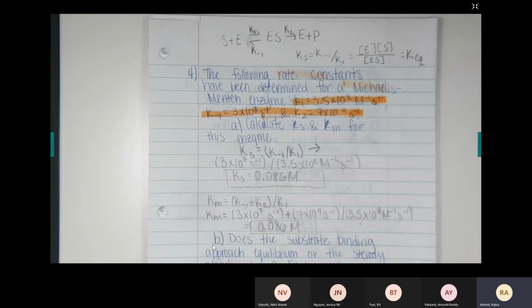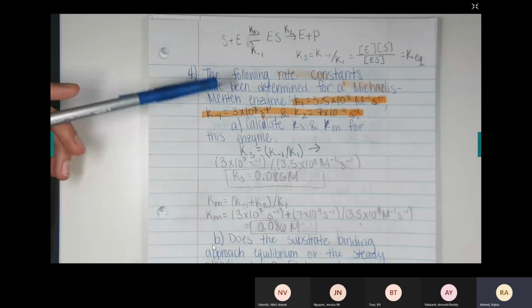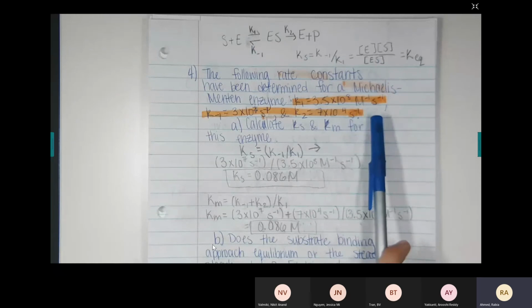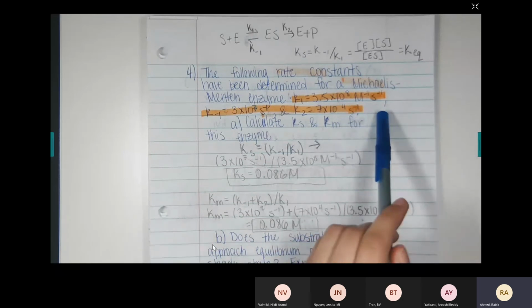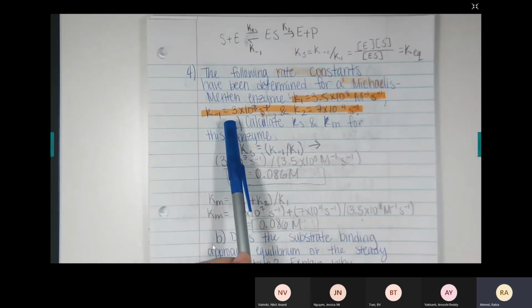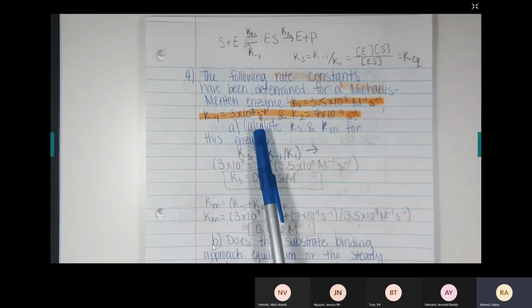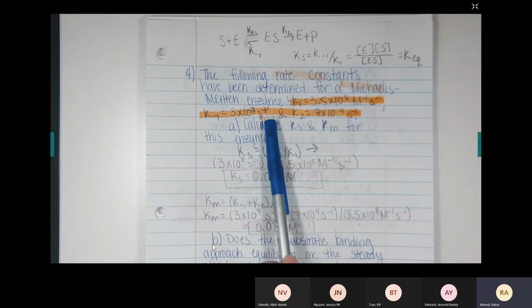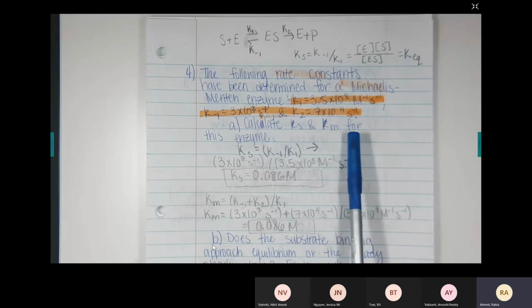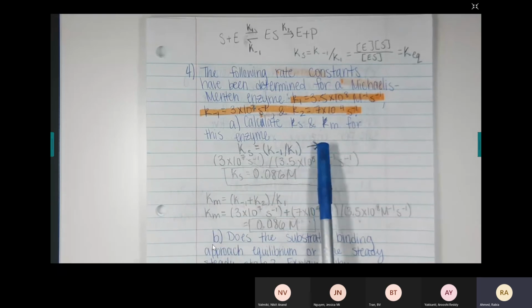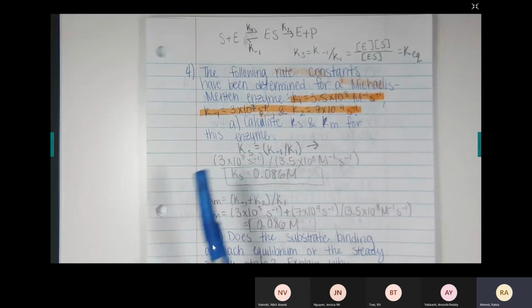So the following rate constants have been determined for a Michaelis-Menten enzyme. So k1 is equal to 3.5 times 10 to the 8th M^-1 s^-1, which is just molar and seconds. And then k-1 is equal to 3 times 10 to the 7th s^-1, and k2 is equal to 7 times 10 to the 4th s^-1. So calculate the Ks and Km for this enzyme.